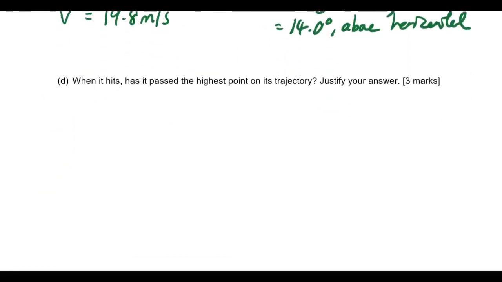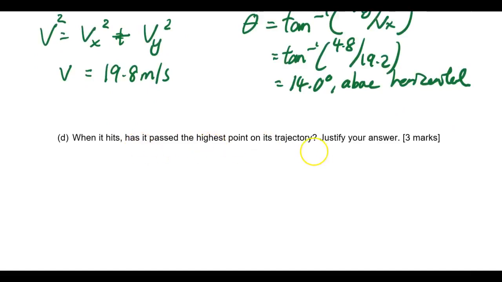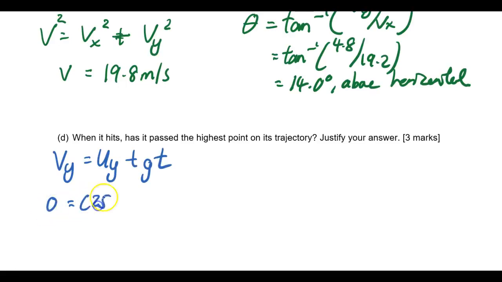For the last component, when it hit the wall, has it passed the highest point in the trajectory? Justify your answer. So how do you do this question is that you can find the time to reach the maximum height. You can use this equation. Because at maximum height you do know the Vy is 0, and when you launch it, it is 25 sine of 40 for the Uy. Solve this for time here. The time required is 1.64 seconds.